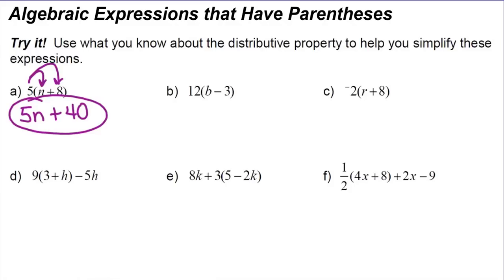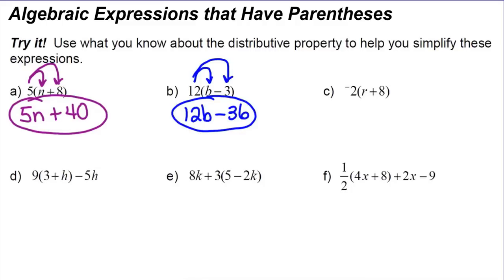Next one, 12 times b minus 3. b minus 3 I cannot simplify. Those are not like terms, but I can use the distributive property. 12 times b is 12b. Minus 12 times 3 is 36. These are not like terms, so that is considered simplified. I have eliminated the parentheses. It's a little simpler expression without parentheses.